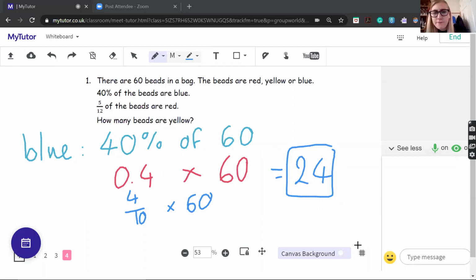Nice. Someone asked, is this foundation or higher? I think this could be either. This could either be a harder question on a foundation paper or one of the earlier ones on a higher. Yes, we're stopping for questions in the last 15 minutes.